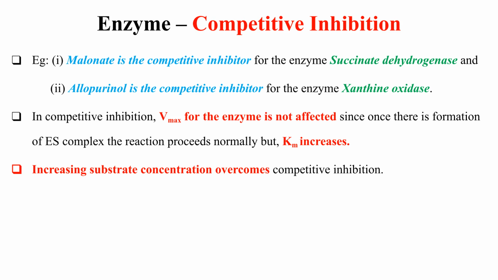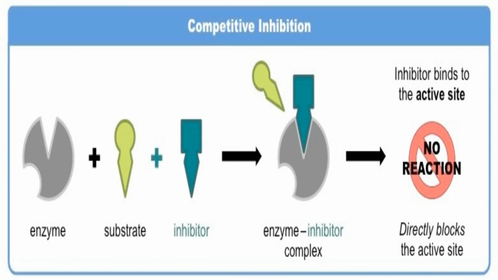In competitive inhibition, the maximum reaction velocity, Vmax, is unaffected, but the Michaelis constant, Km, increases. Increasing the substrate concentration can overcome this type of inhibition. This illustration shows competitive inhibition, where the inhibitor binds to the active site of the enzyme, forming an enzyme inhibitor complex, which results in no reaction.